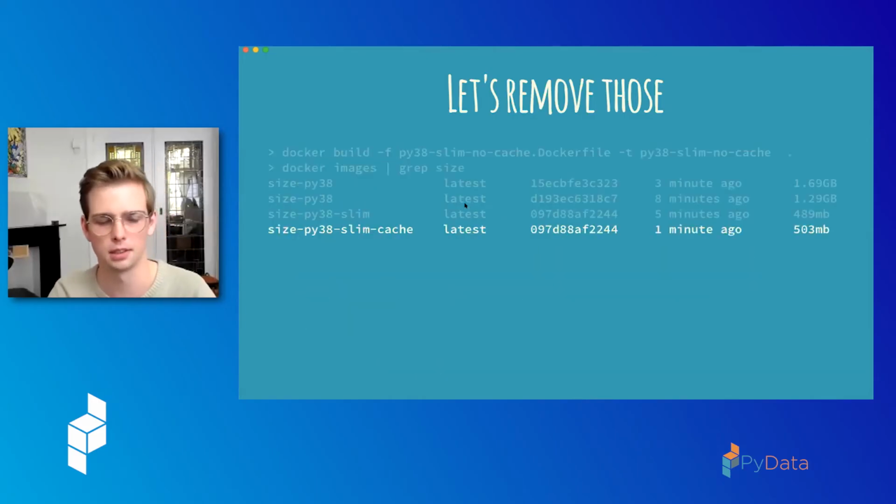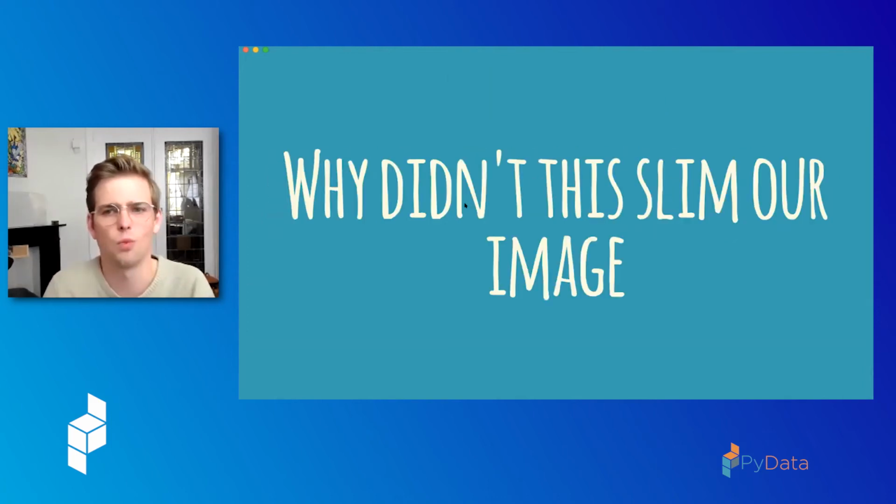And if we then build this, what we actually find is that it made our image bigger, right? We went up from 489 megabytes to 503. So why didn't this slim down our image? Essentially what happens is that every statement in a Dockerfile makes a new layer, and each layer can only add information, and they don't interact with each other.